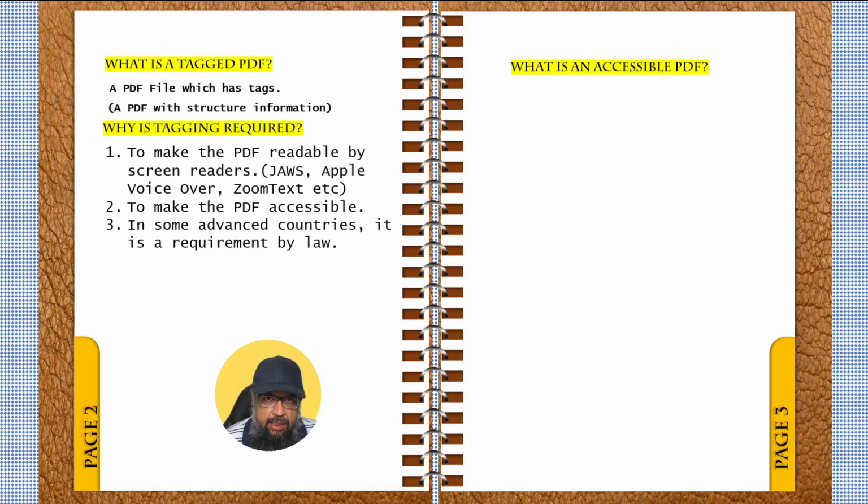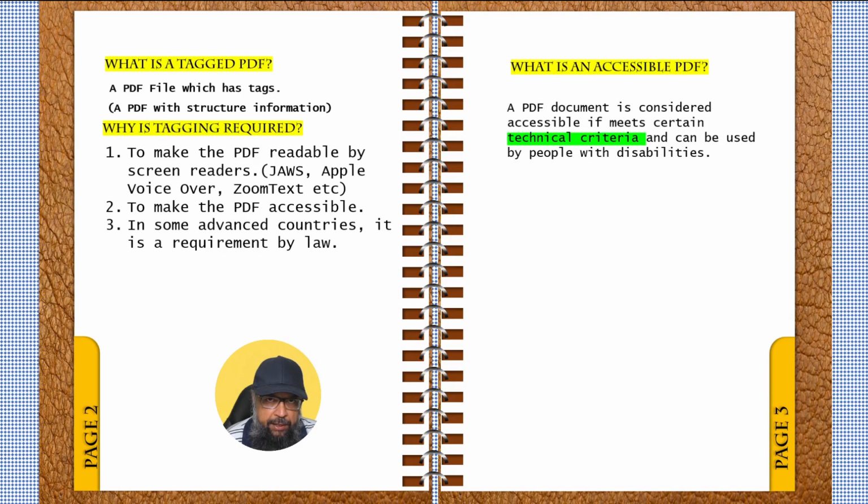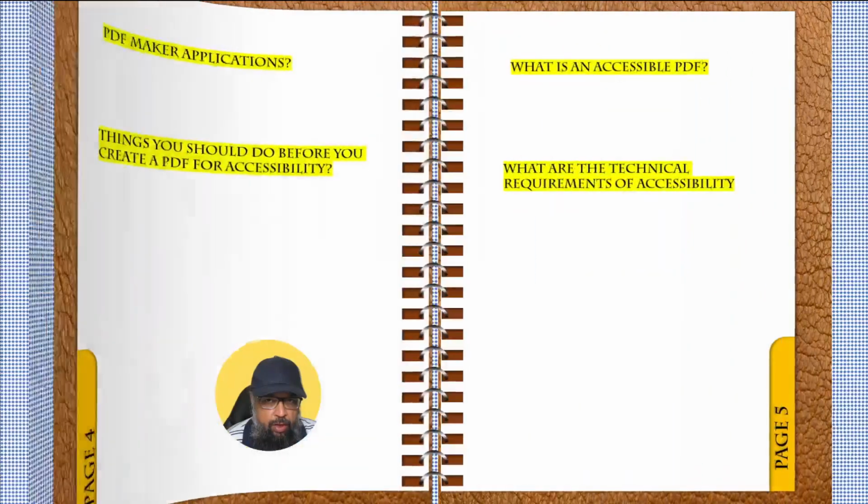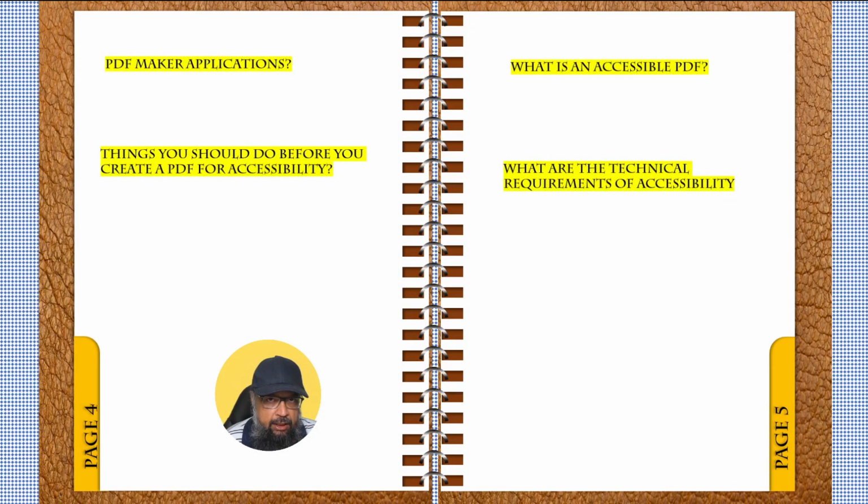Now let us discuss this accessible PDF in a little bit more detail. For a PDF to be accessible, it must be accessible to disabled people. This is the first thing. It must have tags. And the second important point is that there is a technical criteria which must be met by the PDF file. And we will talk about that criteria on this page.